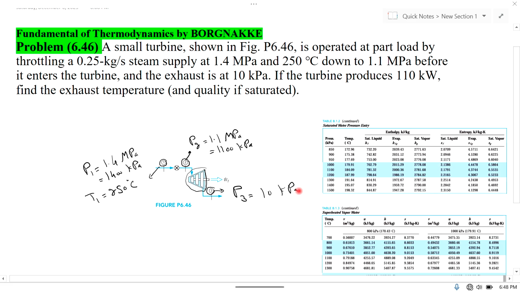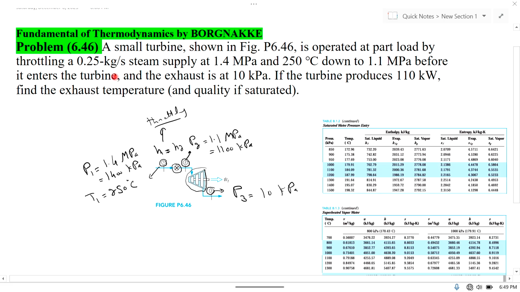So I am revising the statement. A small turbine shown in the figure is operated at part load by throttling from 1 to 2. This process is throttling. This sign is for throttling. So it means that H1 is equal to H2. The throttling process is from 1 to 2, so H1 will be equal to H2 due to the throttling process.